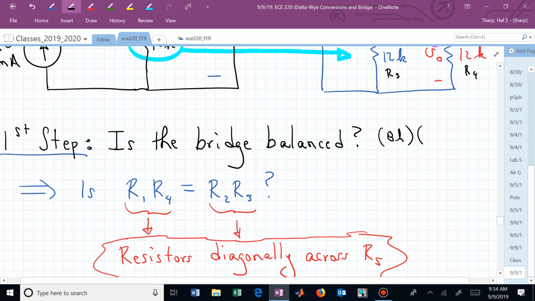Is 8K times 12K equal to 16K times 12K? So 8 is not equal to 16. It's not balanced. And the title of this example told you that answer to begin with. This was an unbalanced bridge network.